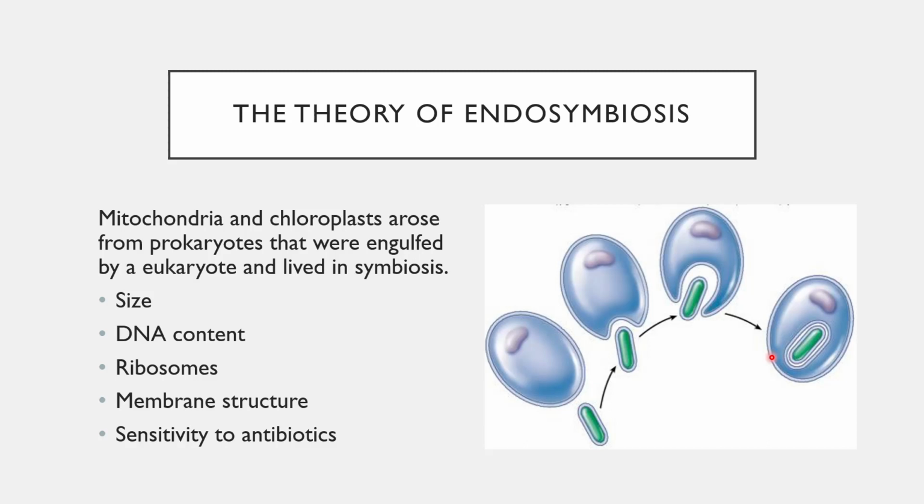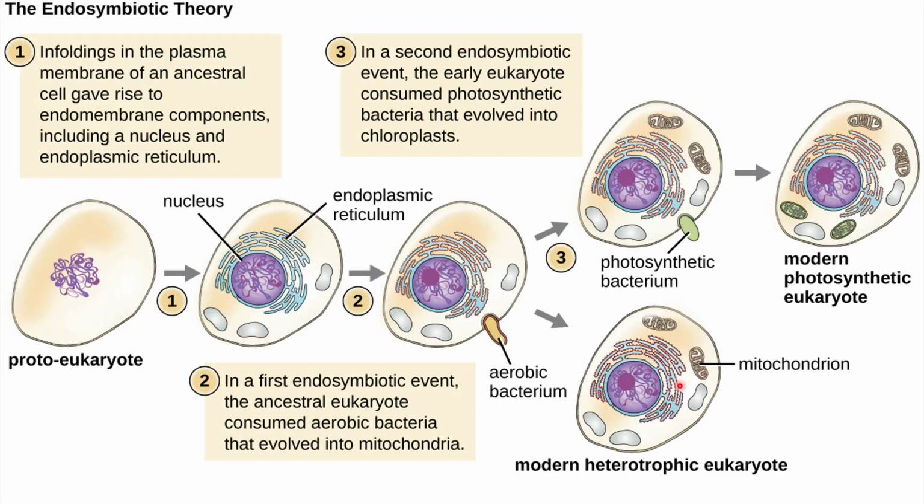There's lots of evidence that supports the theory of endosymbiosis, including the fact that both mitochondria and chloroplasts are about the same size as a free-living prokaryotic cell. Mitochondria and chloroplasts also have their own set of DNA, which is not true of other organelles that can be found inside of eukaryotic cells. This suggests that they came from a free-living organism that once had its own dedicated chromosomes.